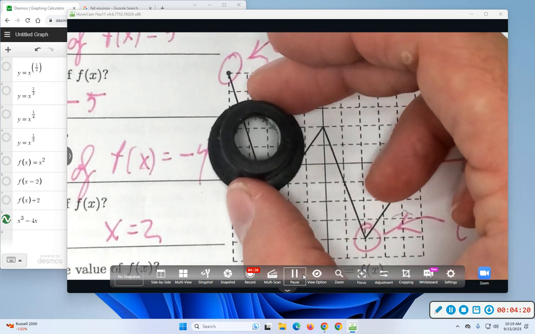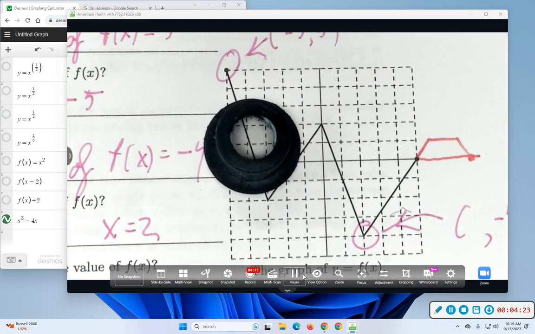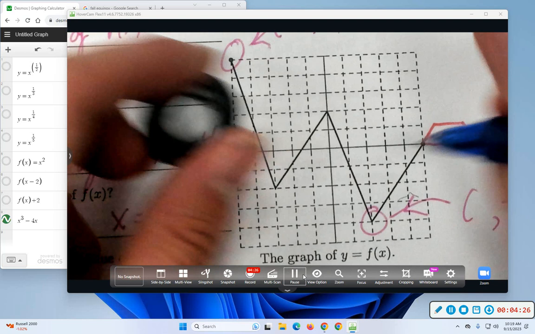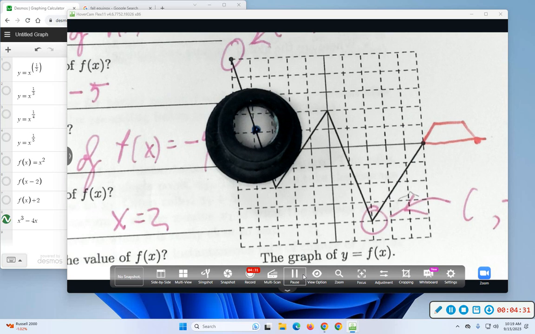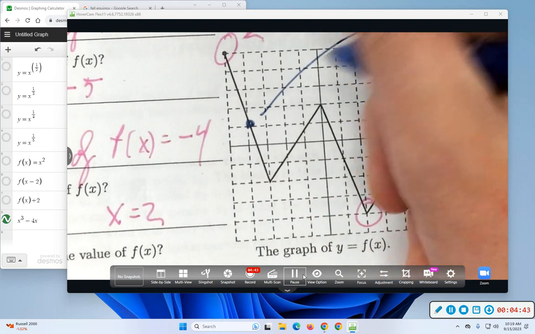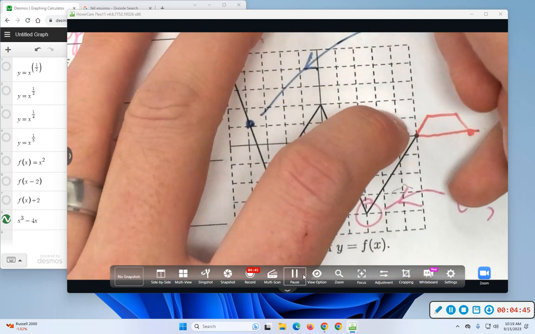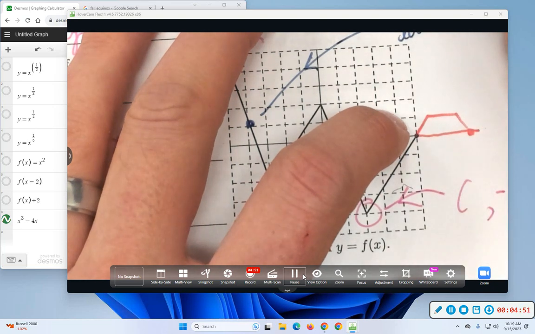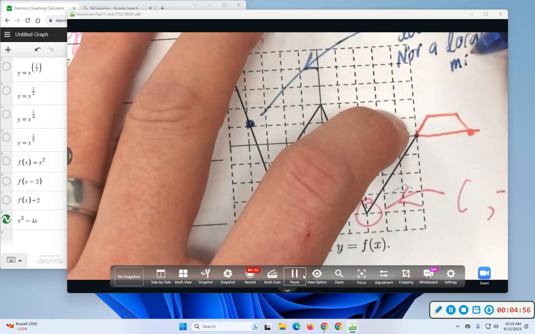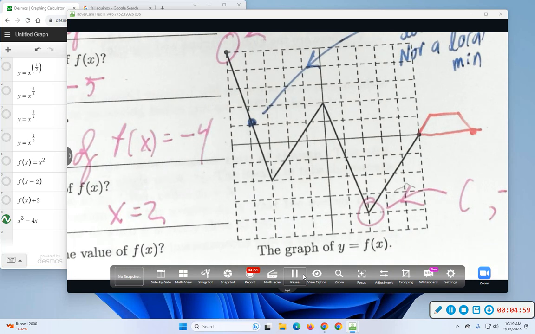So let's suppose that you only saw the piece of the graph inside of that little O-ring. If that were the case, the point corresponding to that blue dot, would you say that corresponds to a maximum value for this function? What about a minimum? Yeah. So this point, I would call something that is neither a local max nor a local min.